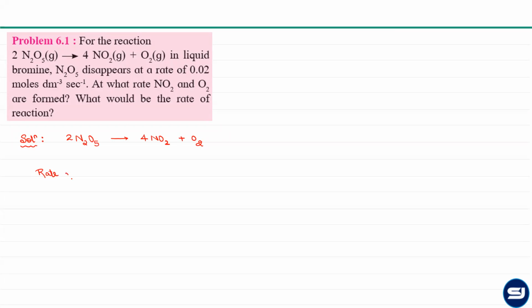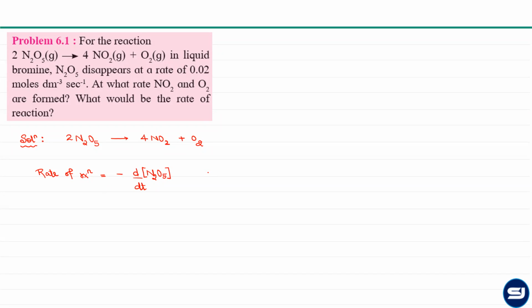So first of all, rate of reaction is defined as the change in concentration of the reactant or product divided by the change in the time taken for that concentration change. So the rate of reaction with respect to N2O5, and I'm talking about the instantaneous rate, will be given as minus d[N2O5] by dt. And since it is a reactant whose concentration goes on decreasing with time, it needs to be taken with a negative sign.